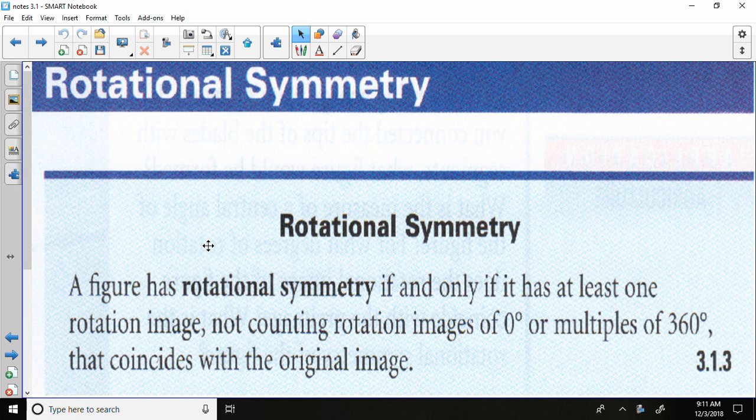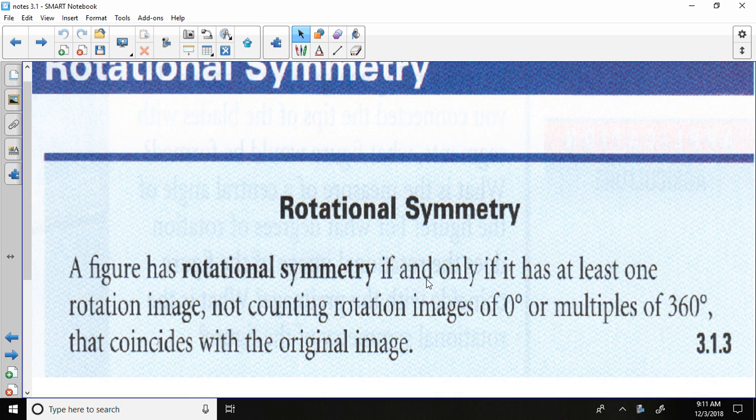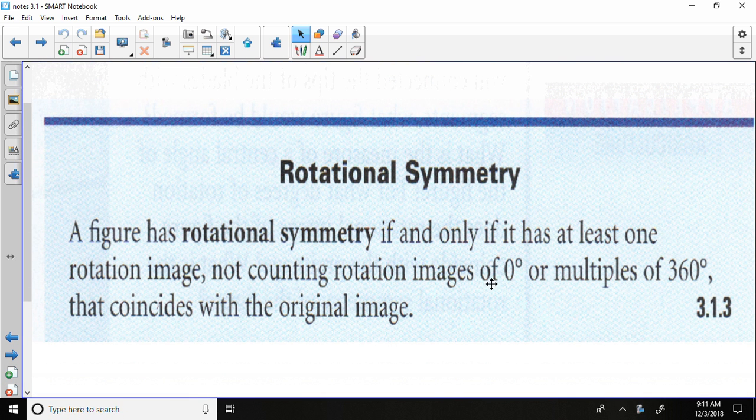Okay. Rotational symmetry. Okay, so we just talked about this, a flashback from our previous section. If it doesn't rotate, obviously that's zero rotation. Going all the way back to the original, so full circle would mean 360. Okay, so it needs to coincide with the original. So anytime you rotate it, if you were to look at the picture, it needs to look like the original because it would have rotational symmetry.